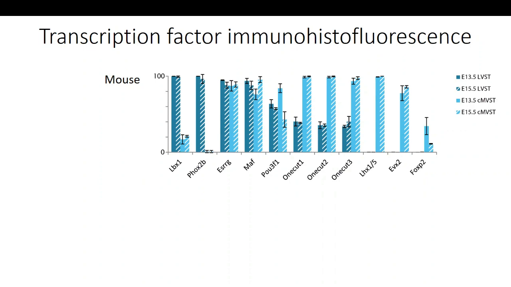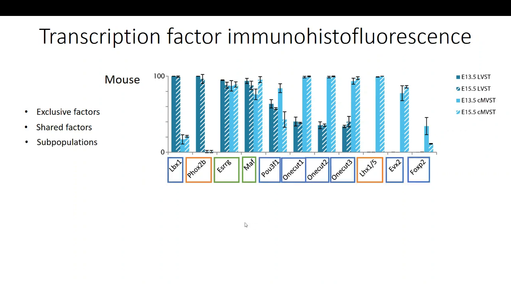This analysis showed, on a cell-by-cell resolution, that FOX2B is expressed in all LVST neurons and never in CMST neurons, whereas LHX15 is expressed in all CMST neurons and never in LVST neurons. MAF and ESRG were expressed in nearly all vestibulospinal cells, regardless of type. The rest of the tested TFs could be found in subpopulations of either the CMST group or the LVST group.